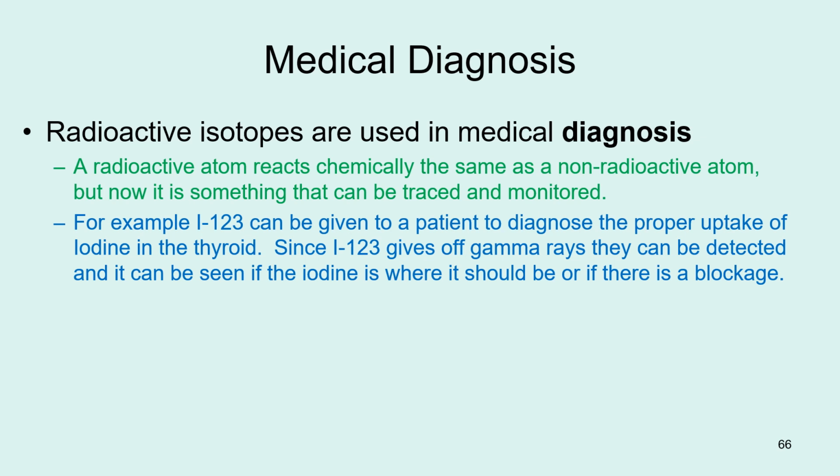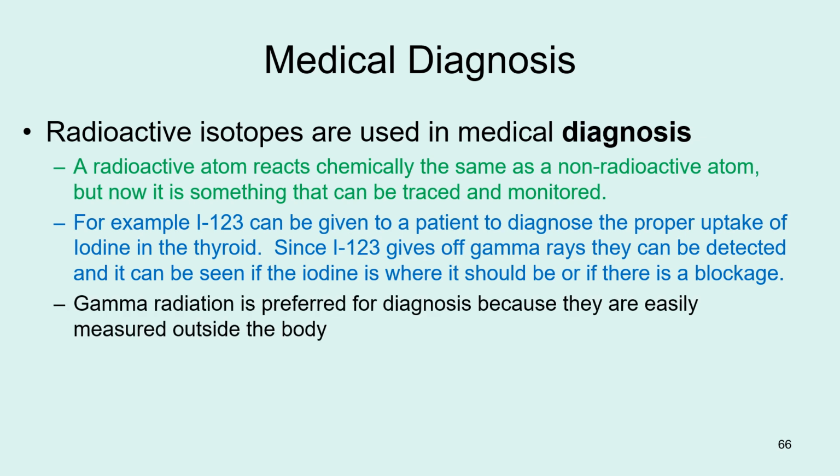It's interesting, and we're not going to get into it, but notice that I-123 gives off gamma rays. Remember that if it's alpha rays, you probably can't detect it outside of the body because they get blocked by the skin, and so gamma rays are definitely detectable outside of the body. Like I just said, gamma radiation is preferred for diagnosis because it's easily measured outside the body.